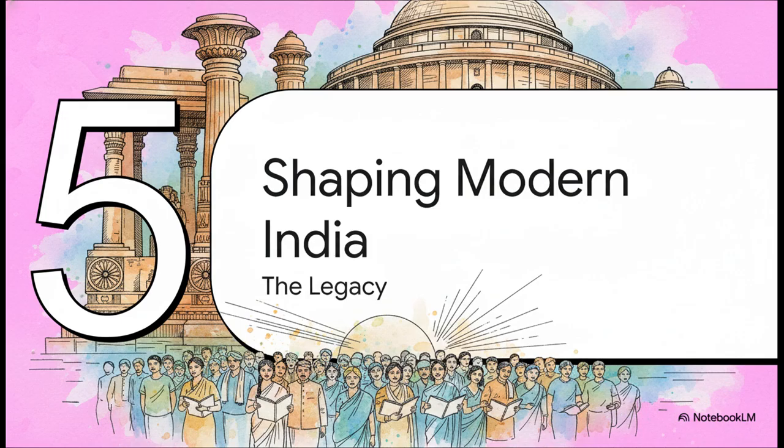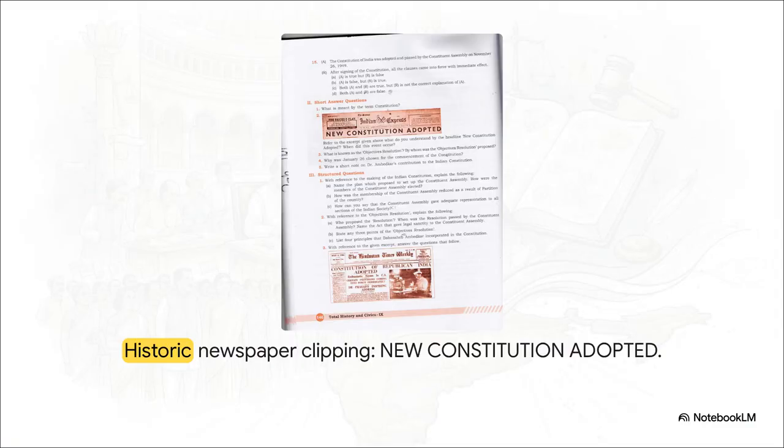Finally, Section 5, Shaping a Modern India. The Legacy. Now, what's really interesting about this slide is the sheer weight of history you can practically feel on that headline. New Constitution adopted. This wasn't just news for the day. It was a massive victory. British rule was completely over. The old colonial laws were totally swept away and replaced by a system framed by Indians for Indians. It was the dawn of a completely new era.